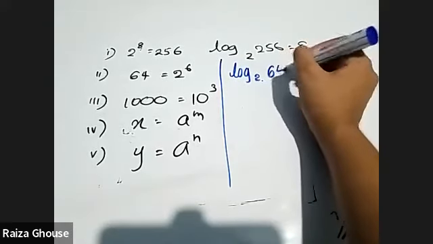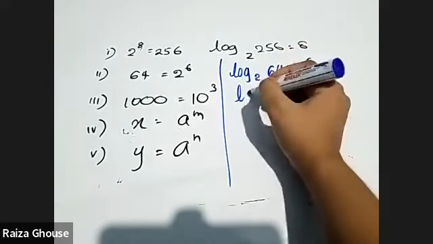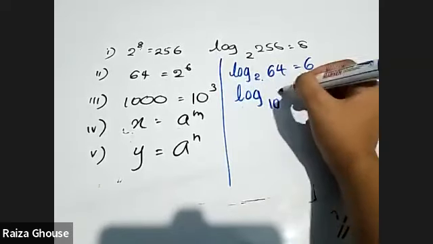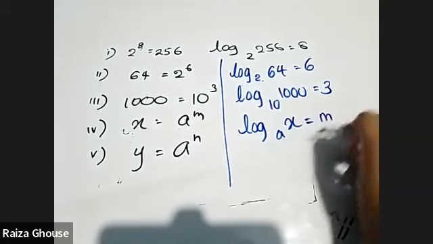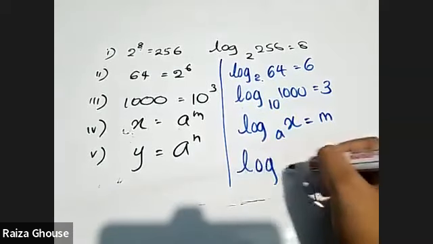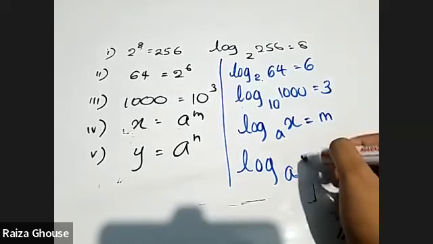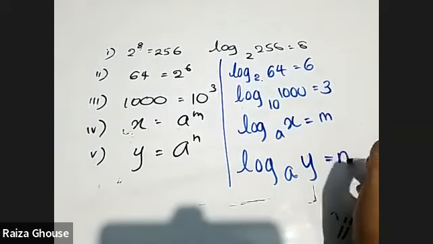Log 2 64, log base 2 64 equals 6. Next one, log base 10 1000 equals 3. Next one, log base a x equals m. Next one, log base a y equals n.